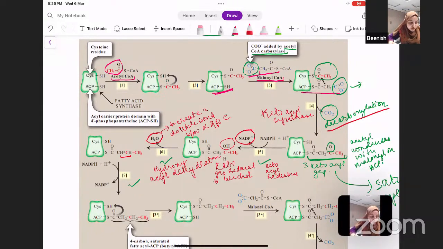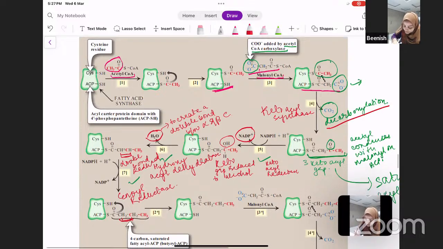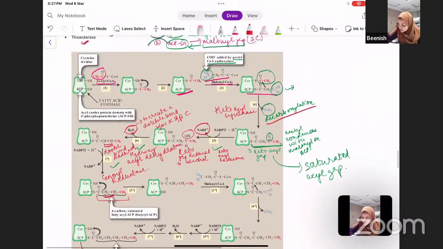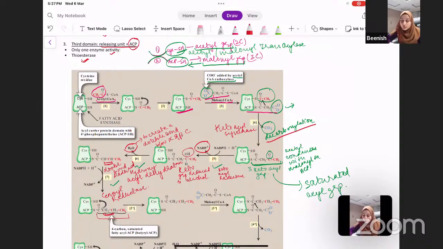Okay, now this double bond has been introduced. Now this double bond is reduced to a single bond. You can see here. This double bond is reduced to a single bond, and this is brought about by the enzyme enoyl reductase. And you can see what has been formed here: a 4-carbon saturated fatty acyl, which is present at the ACP position. This is a little complex. I'll quickly go through it once again.